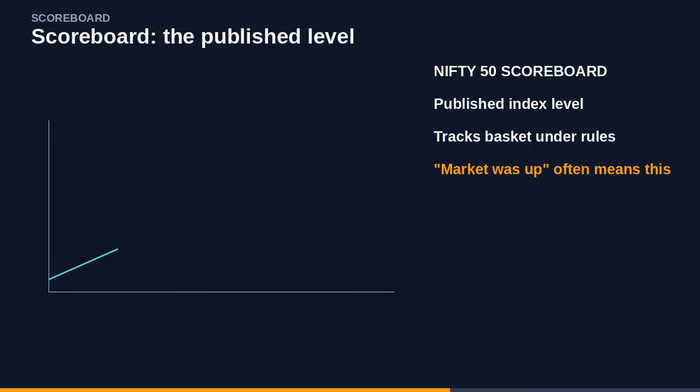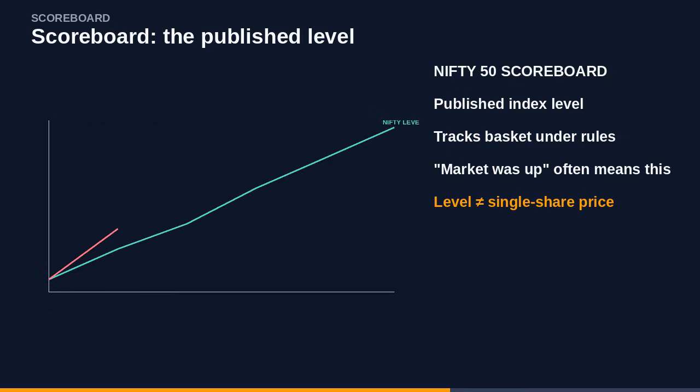Third big idea after basket and rules, the scoreboard. The published Nifty 50 level is a number that tracks that 50-name basket under those weighting and membership rules. When people say the market was up 1%, they often mean this level rose about 1%. The path on a chart is the basket under the rules. It is not a price you can buy with one tap the way you buy a single share.